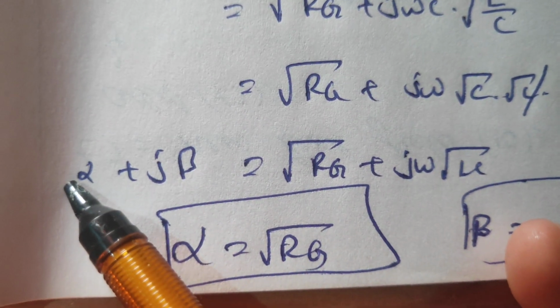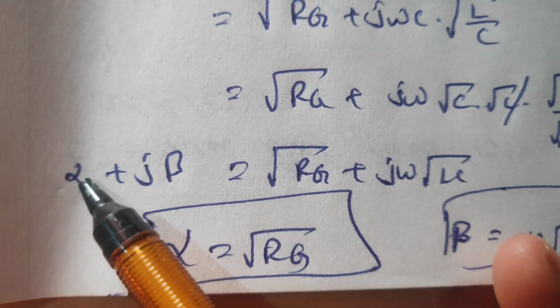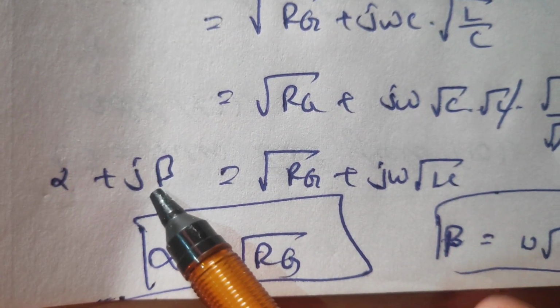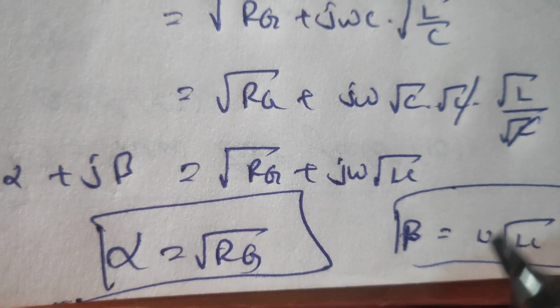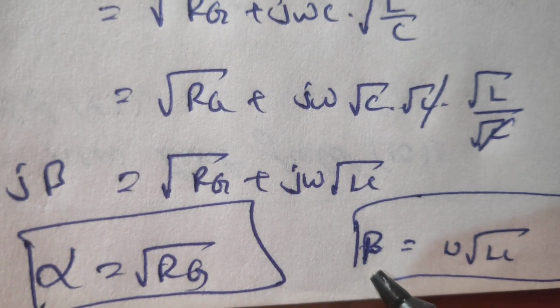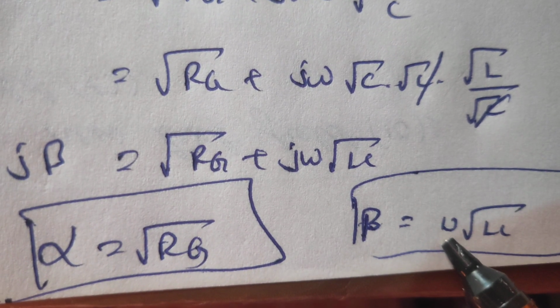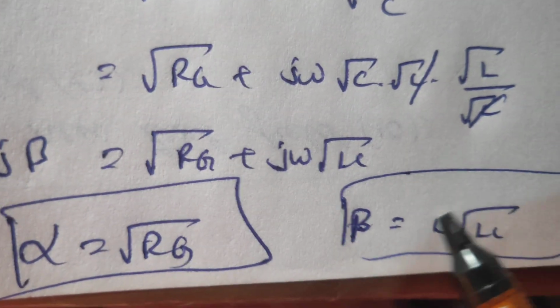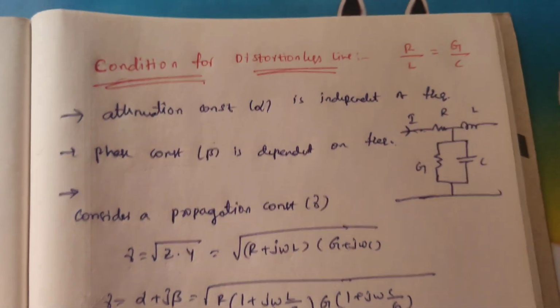Here alpha is the attenuation constant, so we have derived the condition that alpha is free from frequency. Similarly, comparing the imaginary terms, beta is equal to omega into root LC. And we take one more condition: beta, the phase constant, is dependent on frequency. So if alpha is independent of frequency and beta is dependent on frequency, then we can say that the line is a distortionless line. Okay, hope you got it. Thank you.